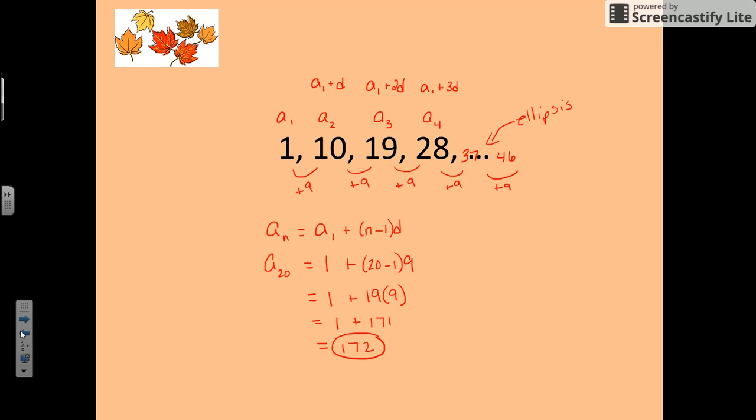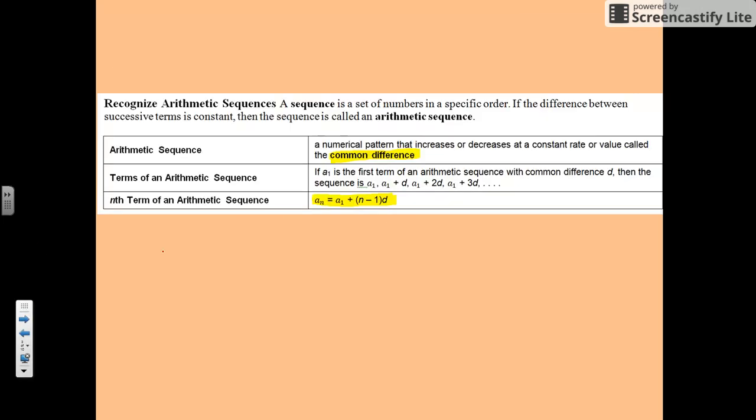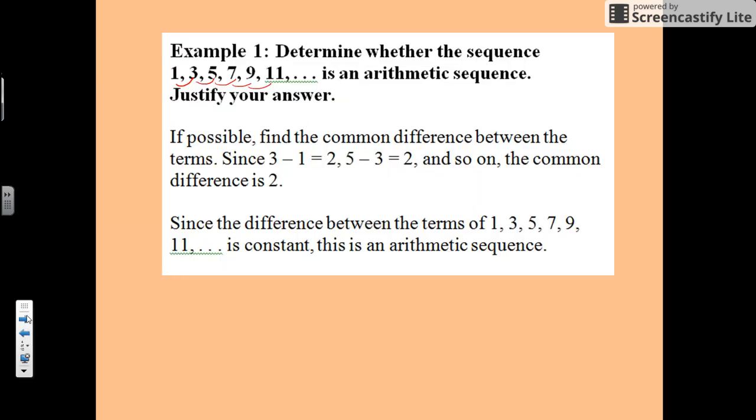So let's take a look at a few things here in your notes. An arithmetic sequence will have a common difference. That's your constant rate of change, same as your slope. It can be increasing or decreasing. Okay? And then this is the really important thing. This is the formula you're going to use to find the nth term of an arithmetic sequence. We'll use that a lot in this lesson.